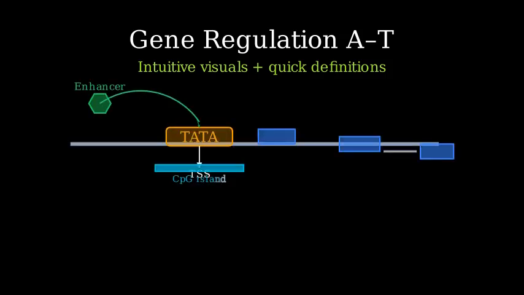In this mini tour, we'll build an intuitive picture of gene regulation terms from A to T and finish with a quick check: which mechanism uses repressor proteins. Let's start with a simple eukaryotic gene map.